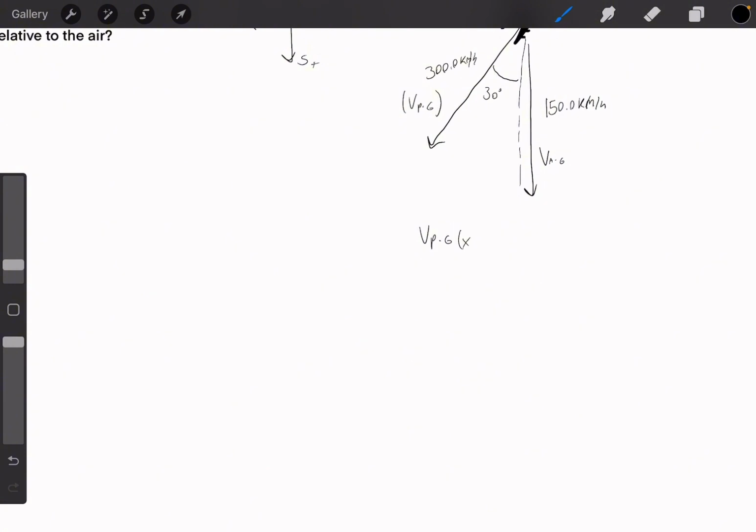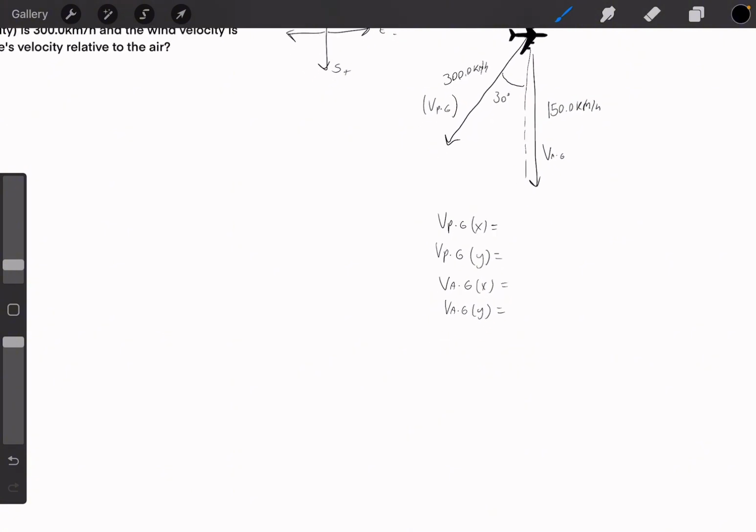VPGX equals, VPGY equals, VAGX equals and VAGY equals. So right away, we already know there's no x value for that AG. So we'll write 0 here, and then we'll write 150 kilometers per hour here. So we're just looking for that x and y VPG.